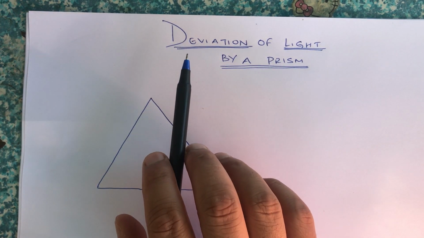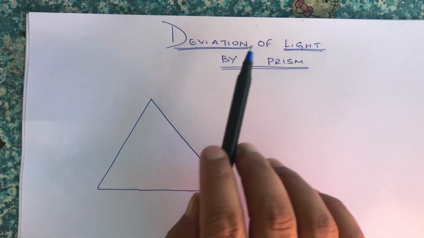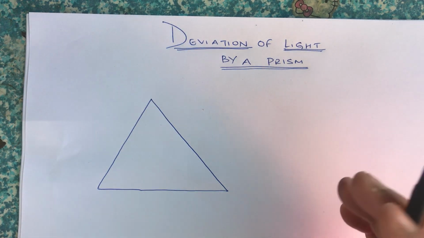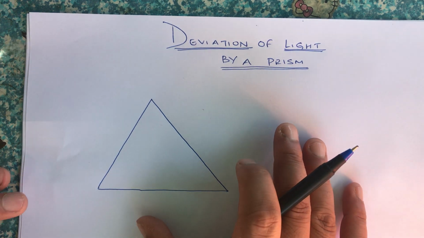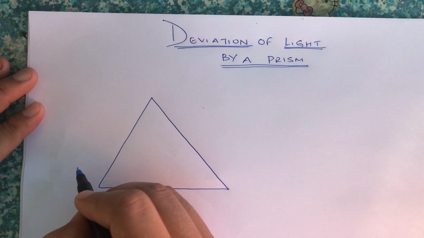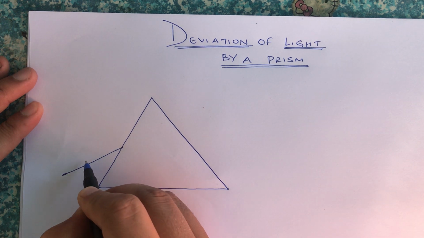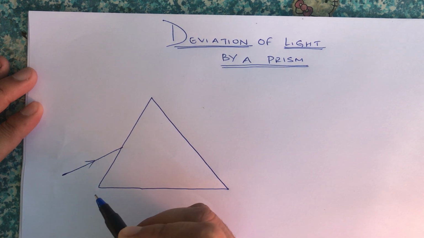Today's topic will be on the deviation of light by a prism. We'll be discussing how a ray of light gets deviated when it strikes a prism. For that, let's first consider a ray of light that is an incident ray at a certain angle. We'll consider an incident ray like this. This is the incident ray.